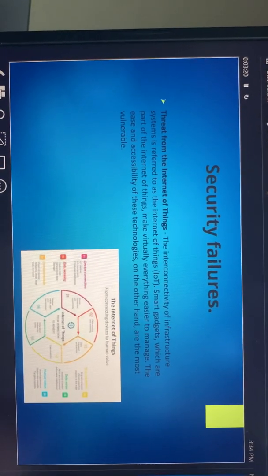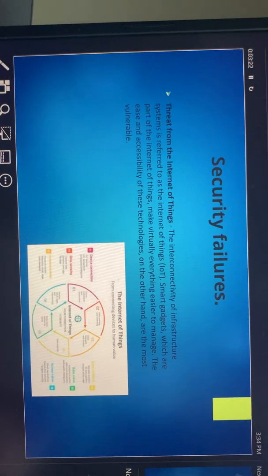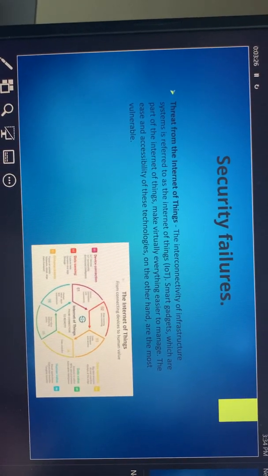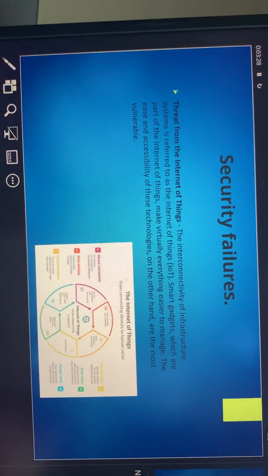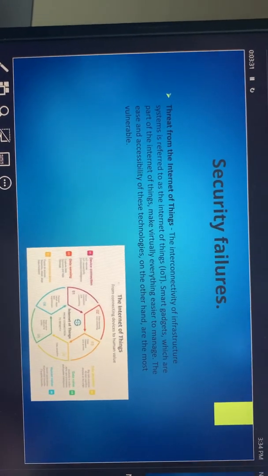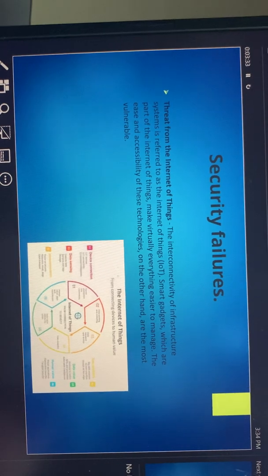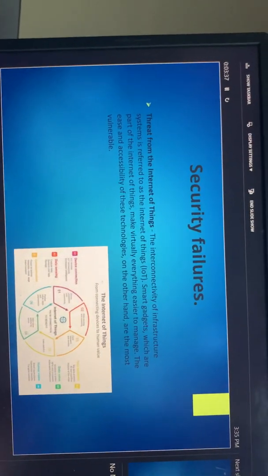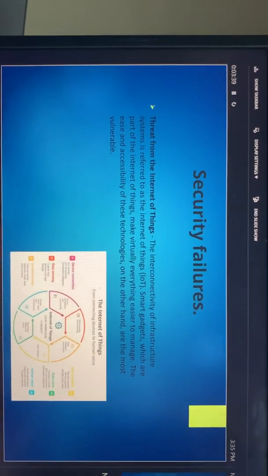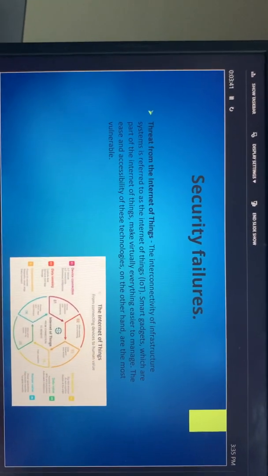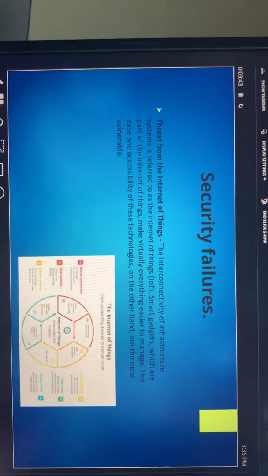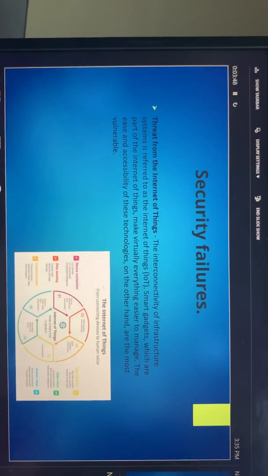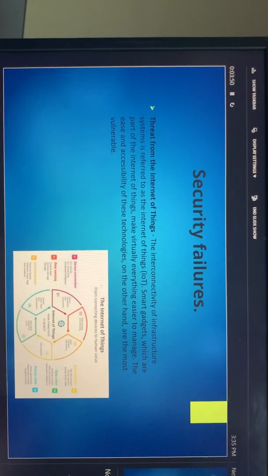Some additional failures we have are threats from the internet, such as clickbait, and IoT smart gadgets, which are always part of the internet, making virtually anything easier to manage and access. We see these technologies more and more, with hospitals having a lot of parts and pieces that are all connected through Bluetooth and the network in order to relay that information into one database.